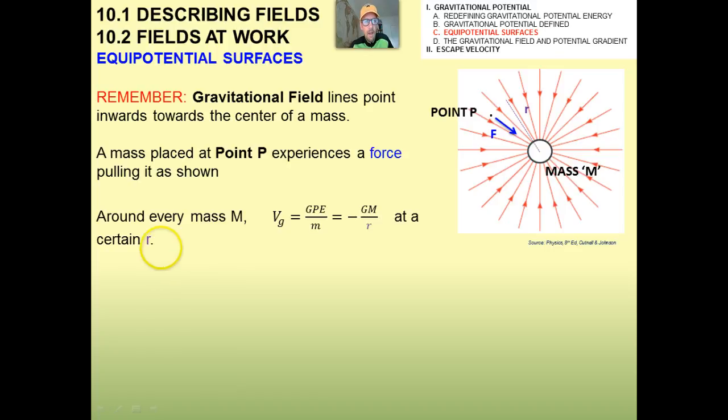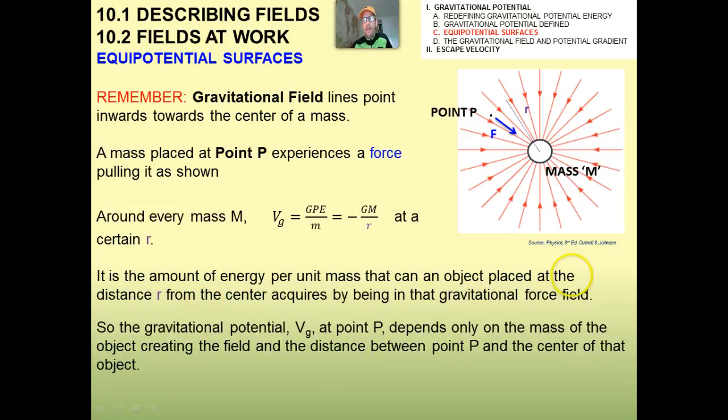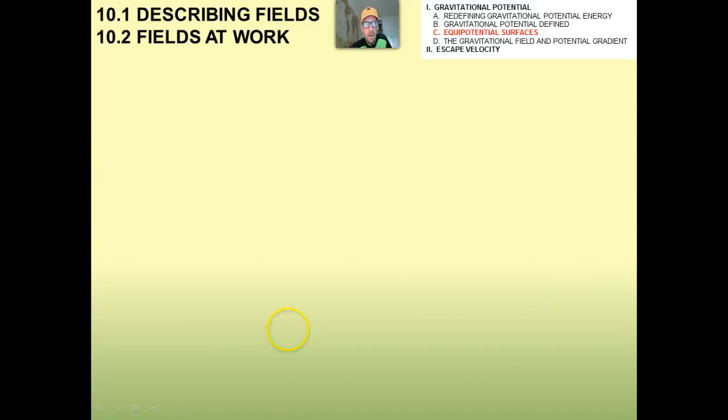Now, around every mass, capital M, which of course is the mass of the thing creating the field, at a certain r, we have something called the gravitational potential, which I described in the last video as being the gravitational potential energy per unit mass, which is negative GM over r at a certain r. It's the amount of energy per unit mass that an object placed at the distance r from the center acquires by being in that gravitational force field. It has nothing to do with the mass of the object being placed there. So the gravitational potential V sub g at point P depends only on the mass of the object creating the field and the distance between the point P and the center of that object, okay?